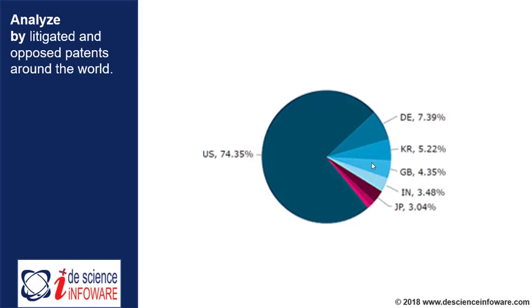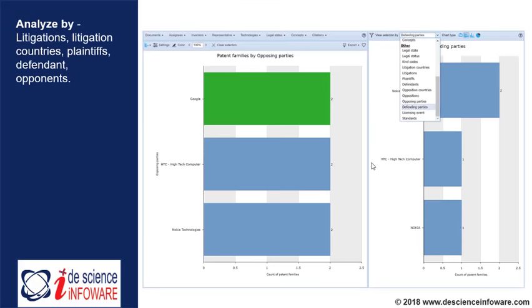Apart from searching, one can also analyze the litigation information. In this example, a person has performed a keyword search. That keyword search was imported to the litigation analyze module, wherein it has been plotted to show how many of the patent families are litigated in various jurisdictions. So in this example, let's say India constitutes around 3.4 percent of the total litigated patents. One can further drill down to particular charts.